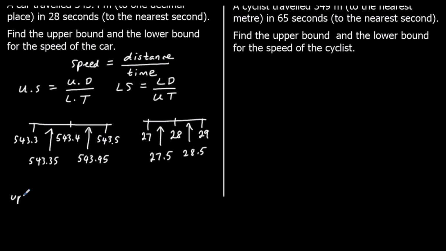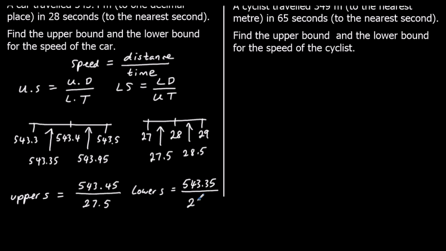So our upper speed, upper S, is going to be our biggest distance. So 543.45 divided by our lowest time, 27.5. And our lowest speed, so lower S, is going to be our lowest distance, so 543.35 divided by our biggest time, 28.5. So we'll type these into the calculator.